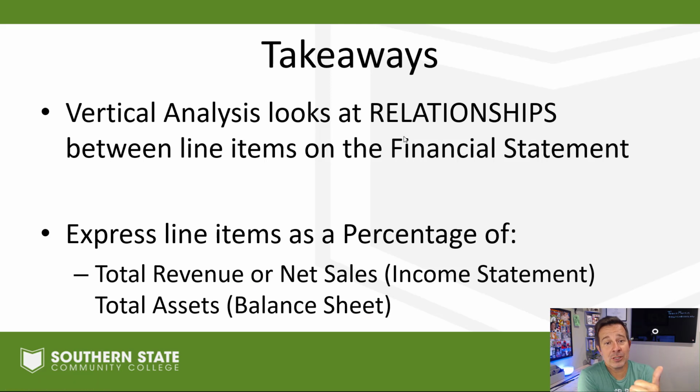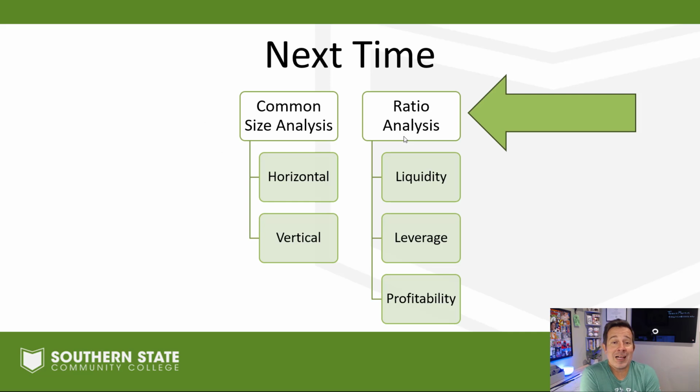So our takeaway: vertical analysis looks at relationships between the line items on the financial statements. We're not going year to year. We're looking in the same period at how the accounts relate to one another. We express all the line items as a percentage of total revenue or net sales on the income statement, or as a percentage of total assets on the balance sheet. That's it for common sized analysis.